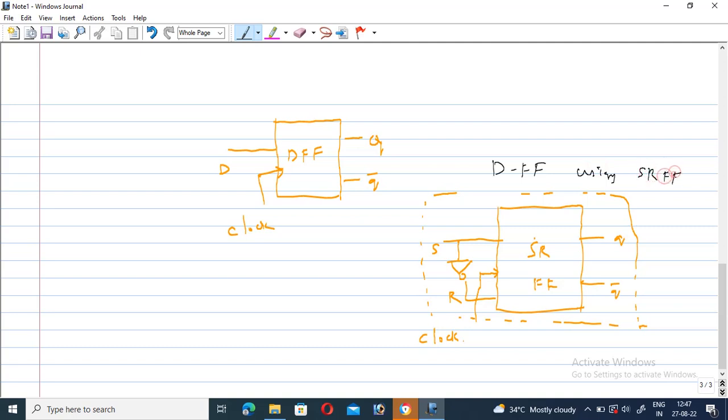Obviously, generally D is the input, Q is the output. Clock is the enable signal. Clock 1, D value 0, output 0. Clock high, D value 1, output 1. So this is the characteristic table. This is nothing but a D flip-flop.